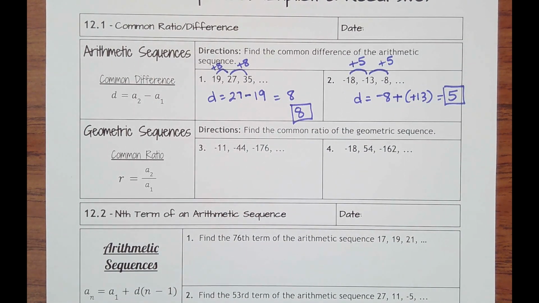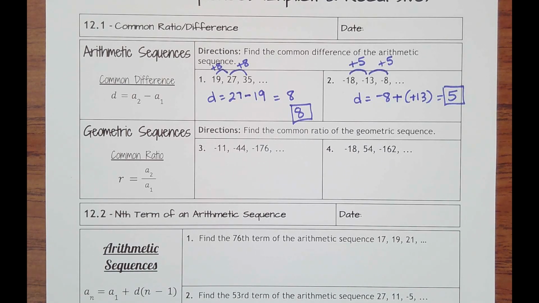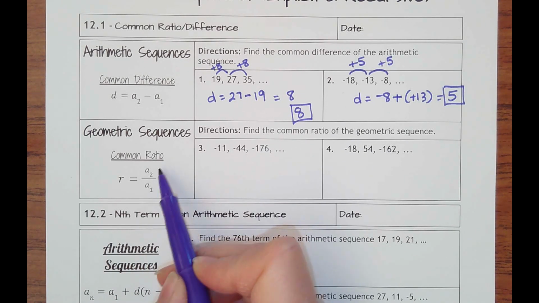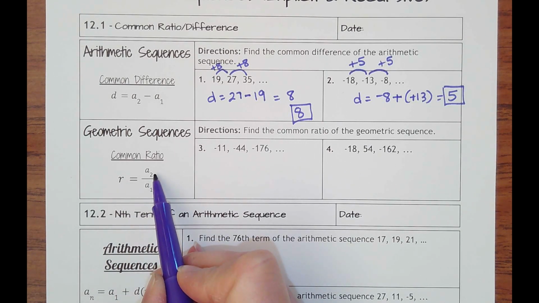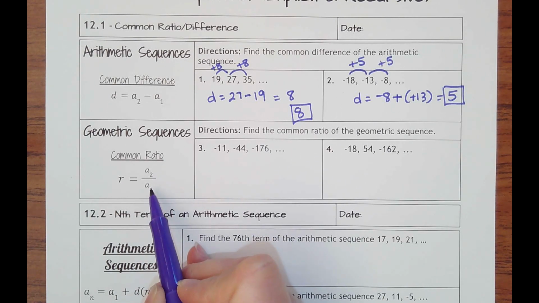Okay, let's talk about a geometric sequence. Geometrics, think of geometry. They're going to be exponential functions when we talk about them later, but they always have a common ratio. So instead of a common difference, it's a common ratio. They use the lowercase r, and that's found by dividing one term by its previous term, so say the second term by the first term.